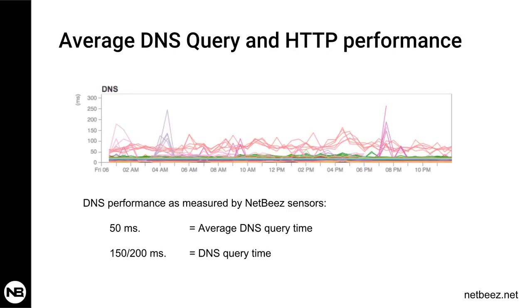So let's see what the average DNS query is and how does that impact HTTP performance, that is, internet browsing. So we did some tests with NetBees. We have on one instance 25 sensors that regularly do HTTP checks, DNS checks, and so on. And what we found is that the average DNS query overall falls around 50 milliseconds, with peaks around 150 and 200 milliseconds.